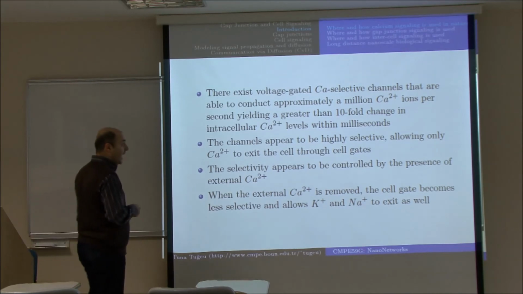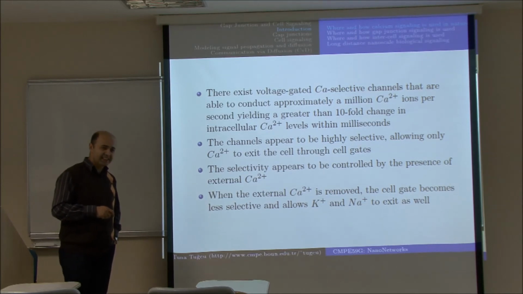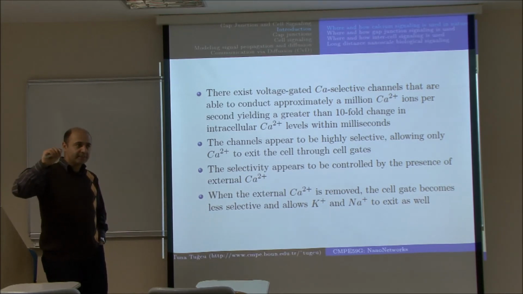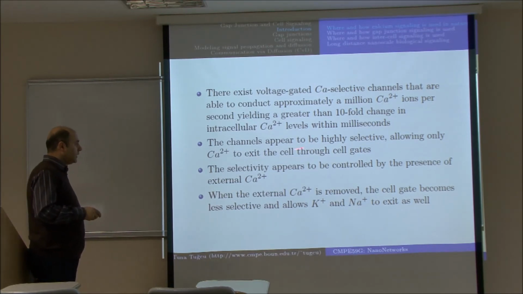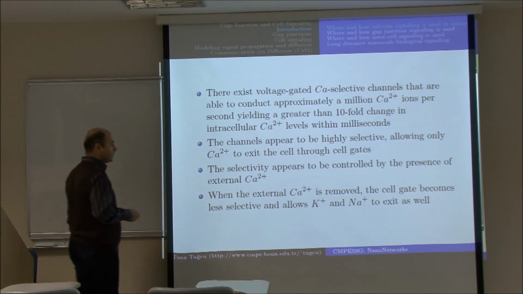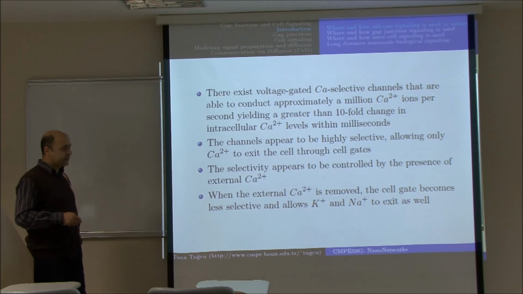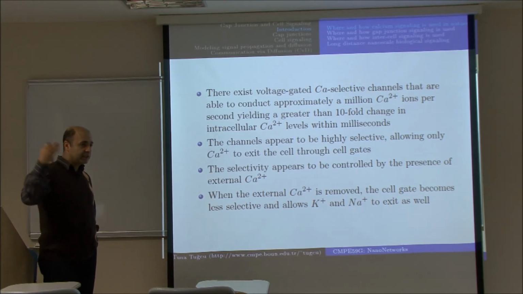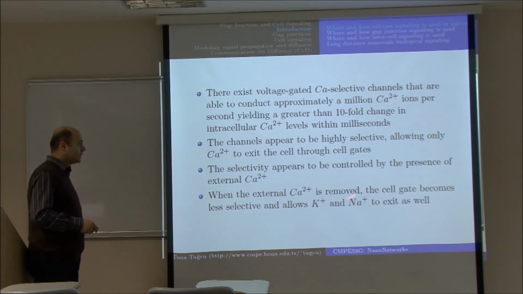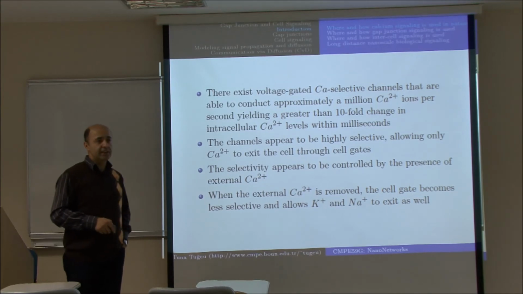These channels appear to be highly selective, allowing only calcium ions to exit the cell through the cell gates. Of course, once in a while, other small molecules may also pass through, but they're negligible. And the selectivity appears to be controlled by the presence of external calcium ions. So depending on the concentration inside and outside, you can arrange that. When the external calcium is removed, that means the concentration outside is decreased, the cell gate becomes less selective and allows potassium or sodium to exit as well.